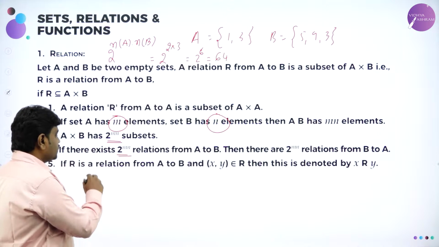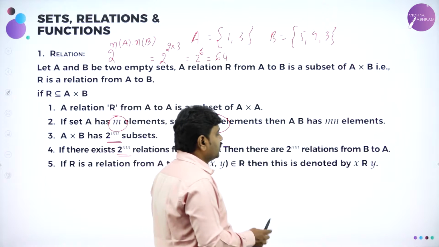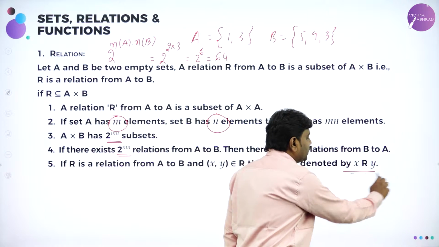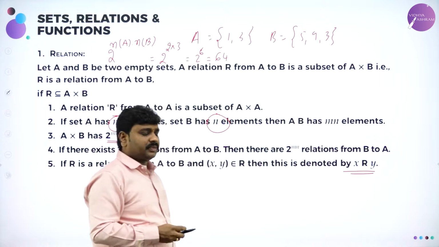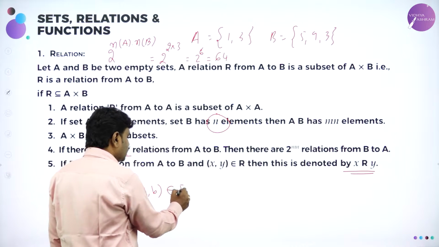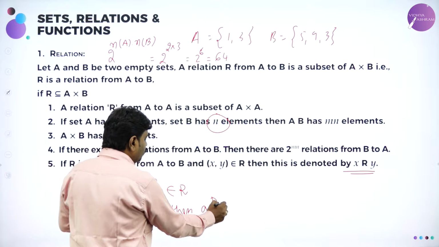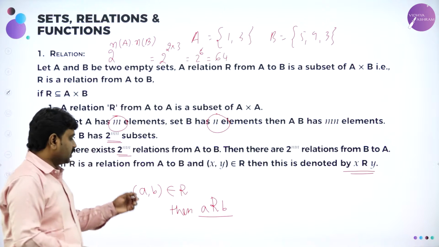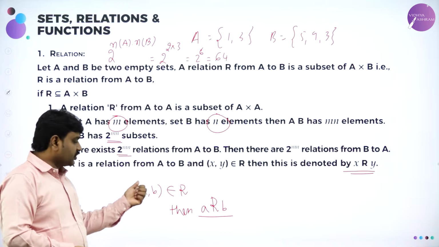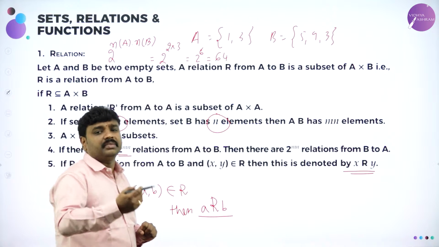And if R is a relation from A to B and (x, y) belongs to R, then it is denoted by x R y, x is related to y. For example, if I say (a, b) belongs to relation R, then the element a should be related to what? b. The first element in the ordered pair should be related to the second element. To make you understand better, I will take some examples.